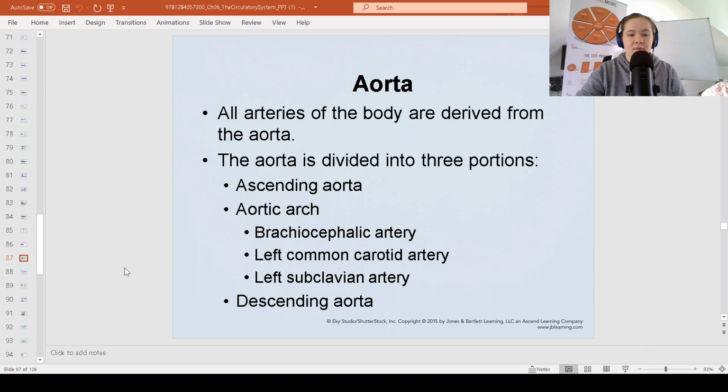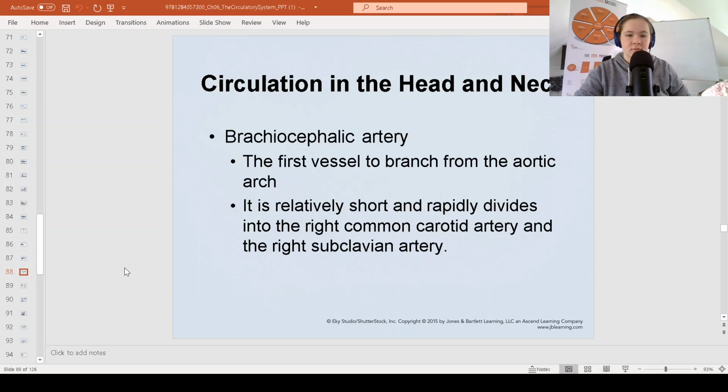The aorta is divided into 3 portions: the ascending aorta, the aortic arch, which gives rise to the brachiocephalic artery, the left common carotid artery, and the left subclavian artery, and the descending aorta. Circulation in the head and neck. We've got the brachiocephalic artery, the first vessel to branch from the aortic arch. It is relatively short and rapidly divides into the right common carotid artery and the right subclavian artery.